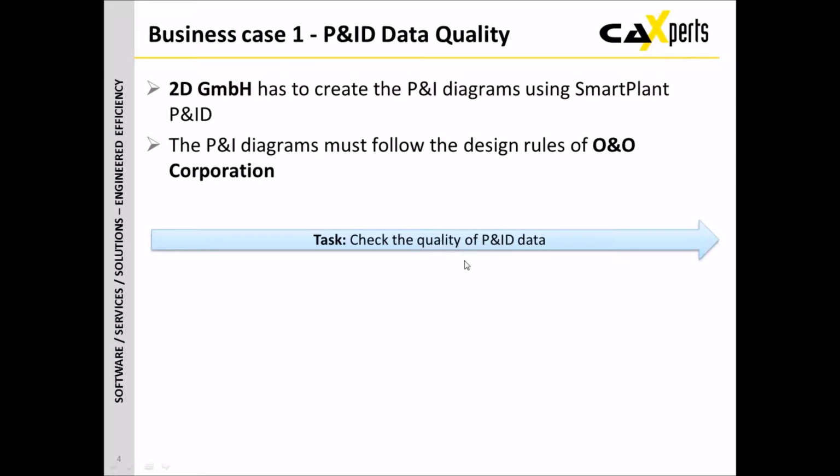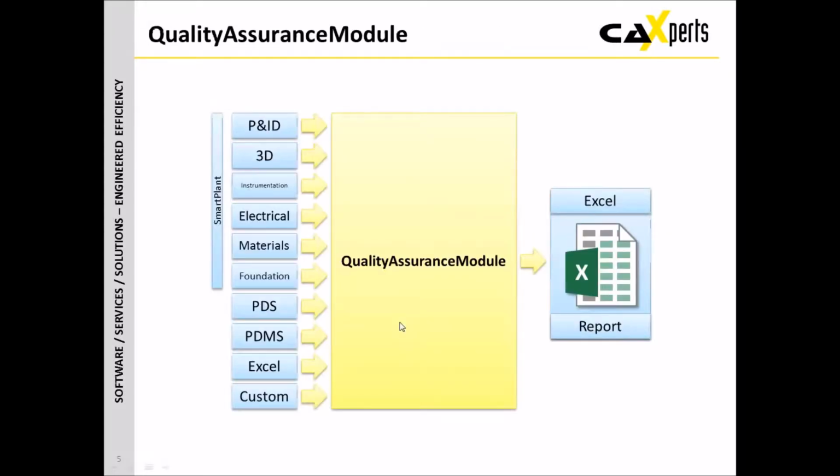So in the first business case we're going to look at P&ID data quality. The 2D organization has to create the P&ID diagrams using SmartPlant P&ID. The diagrams have to follow the rules of the owner-operator corporation. So the task that we have is to check the quality of the P&ID data. Now at this point I'm going to hand over to Christine, who's going to explain a little bit more about what this entails.